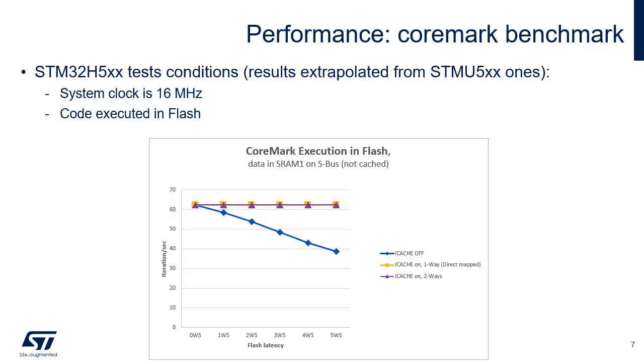In this chart, the performance in direct mapped and two-way set associative modes is the same. The reason is that the entire benchmark fits into the ICACHE. Once the code is within the ICACHE, the flash latency has no impact on the performance. When the ICACHE is disabled, the larger the flash latency, the lower the performance.